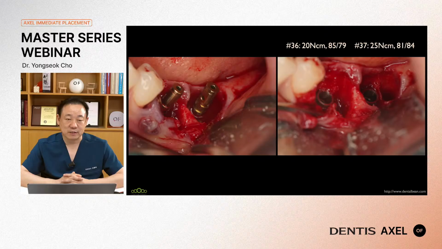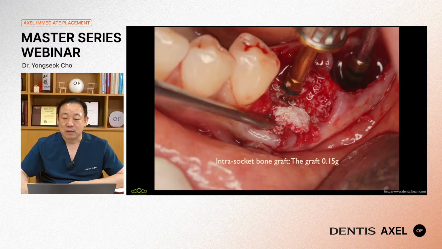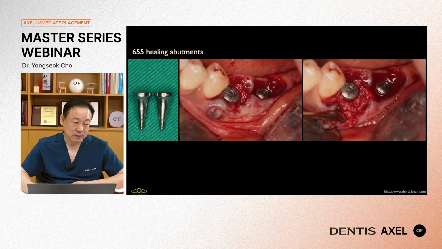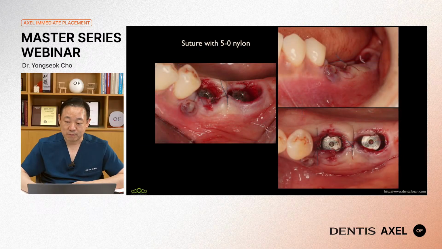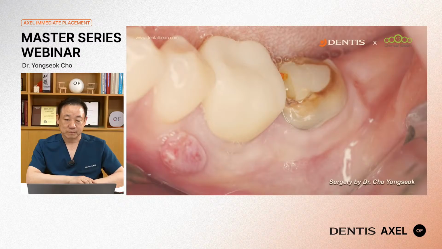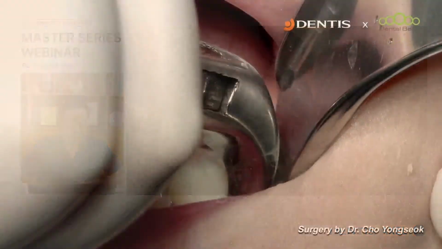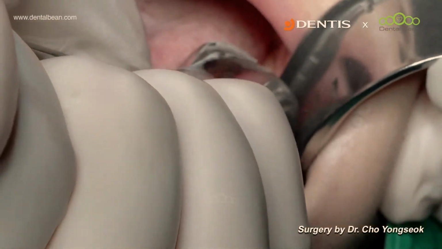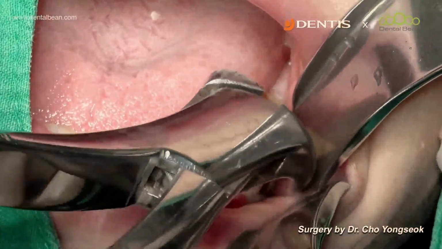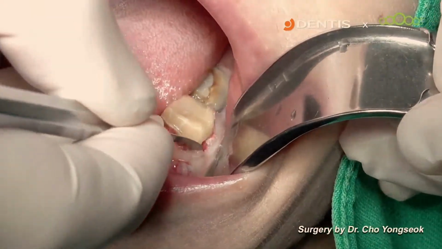Especially at number 36, the buccal bone was gone. I decided to graft at this site. 37 is a sound socket, the buccal bone is sound, so I omit grafting at this site. Only 36 I grafted. And I approximated the flap simply. Cajon is really a nice tool to extract molars.